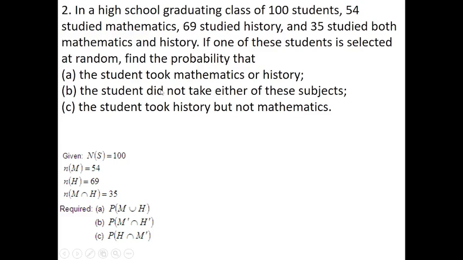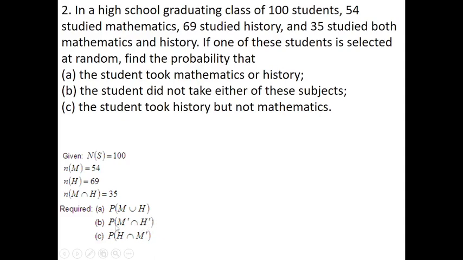Okay? Letter B, the student did not take either of these subjects. So, not mathematics, kaya meron kang M prime. Complement of the event M. Sabihin yan, yung kabaligtaran. No? Yung kabaligtaran. So, ito, nagtitake ng math. Yung M prime, hindi nagtitake ng math. No? Yung mga estudyante na hindi nagtitake ng math. Okay. So, in this case, M prime is the event that the student is not taking mathematics. H prime is the event that the student is not taking history.